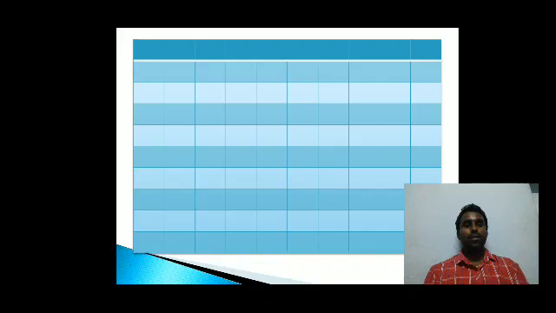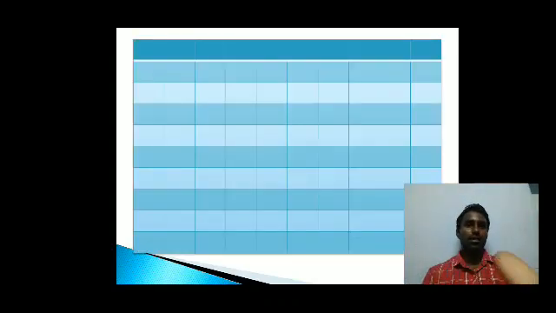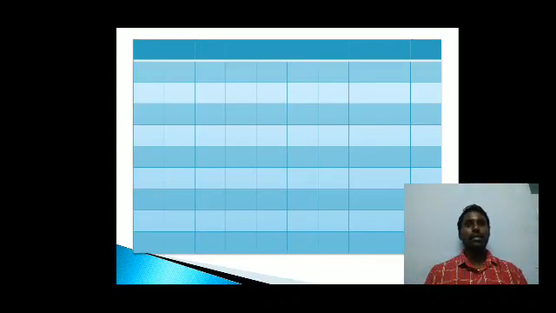So from this I'm going to ask the question. See here, how to represent this dark portion? This dark portion means the darkly colored part. That colored portion alone, I want to represent in terms of a decimal number. So how many boxes get shaded darkly?